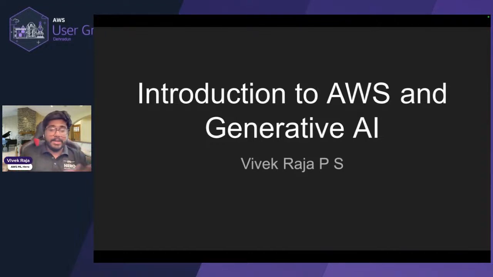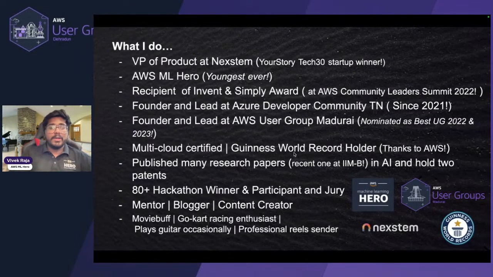So let's get started. I'm a VP of product at Nexstem. Nexstem builds devices for brain-computer interfacing. To put it simply, we are building devices that could read your mind. Don't worry, we don't do any surgeries or read it directly from the brain. We have external devices which help you to understand how your brain works. So that's what I build at Nexstem.